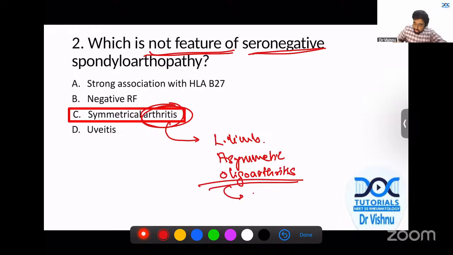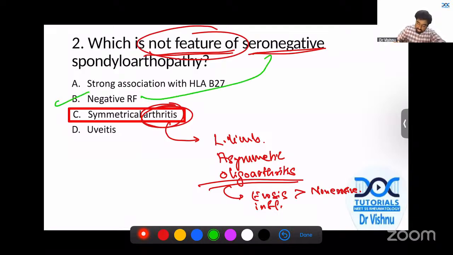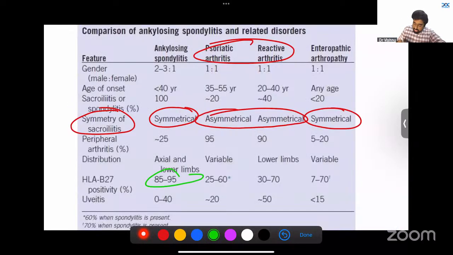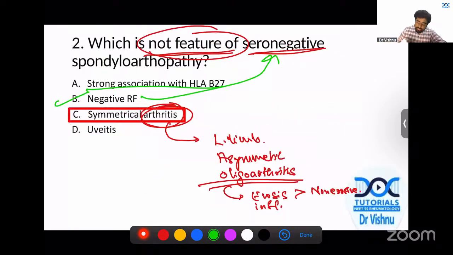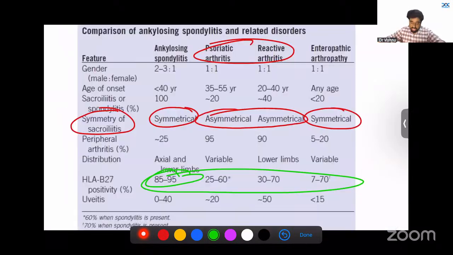And this can be predominantly erosive and inflammatory more than non-erosive. So this is the type of arthritis that is there. And others are obviously not a feature. Negative RF is directly a feature. That is what basically seronegative means. Strong association with HLA-B27, fair enough. Again, strong is not a very specific word, but fair enough. Uveitis, obviously there is an association, right?